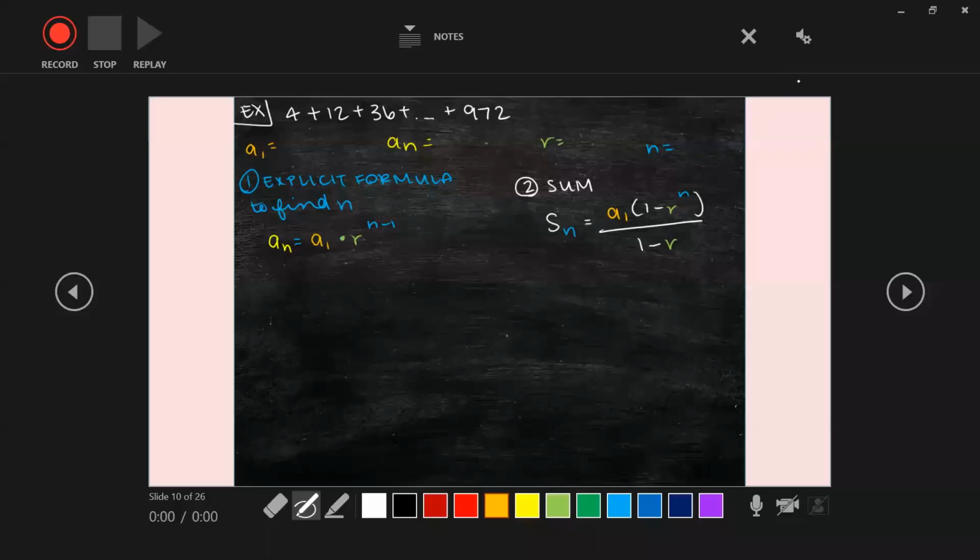a sub 1 is 4. What is a sub n? 972. What is r? 3. And we don't know what my n is. So I substitute these things. I have 972 is equal to 4 times 3 raised to the n minus 1.